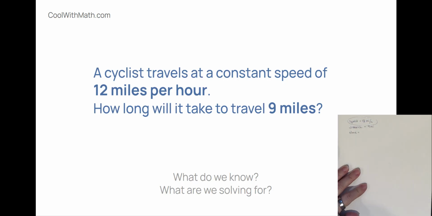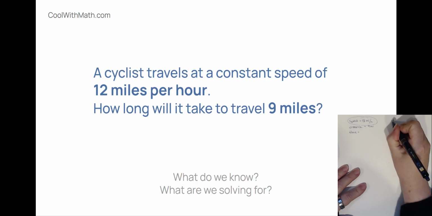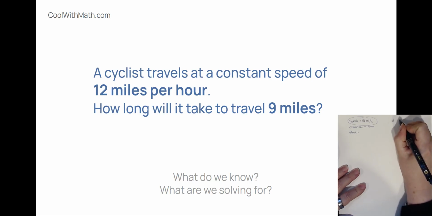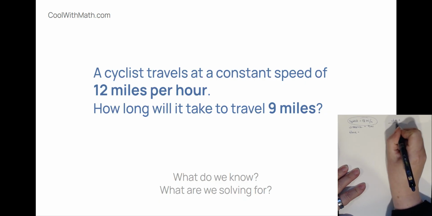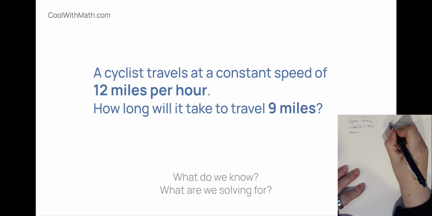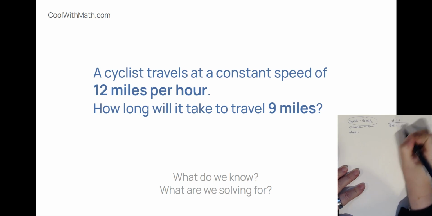So our speed is 12 miles per hour. And what does that mean? That means that for every distance we go, it's going to take a certain amount of time. So I'm going to set that up as a simple ratio. You could, of course, spell out distance and time, but we're just going to keep this nice and simple. Our distance is 12 miles, and our time is 1 hour.